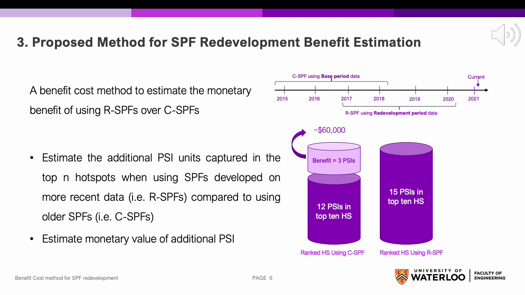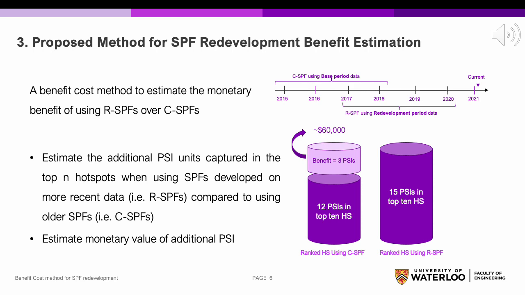In our example, it's going to be 2017 to 2020. Also, we have to note that we assume 4 years of data are usually used for the SPF development process. Now, using our proposed method, it was estimated that 3 more PSI units can be obtained if we use RSPF for ranking and identifying 10 hotspots.